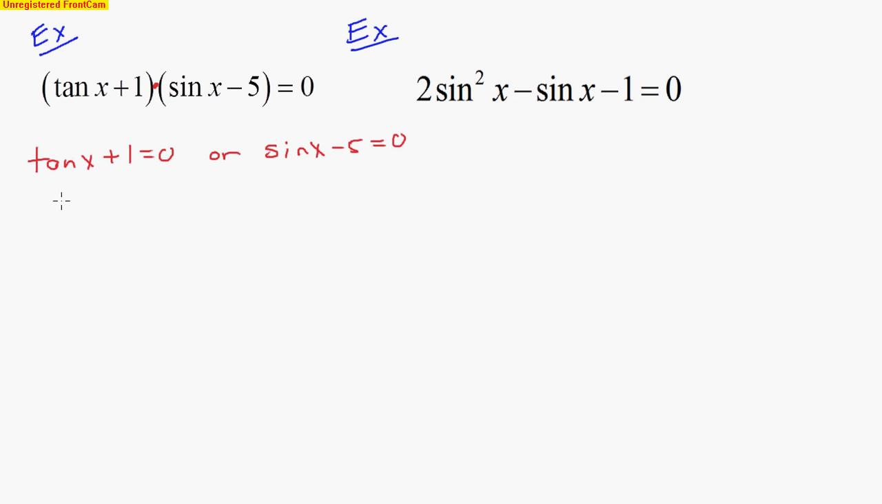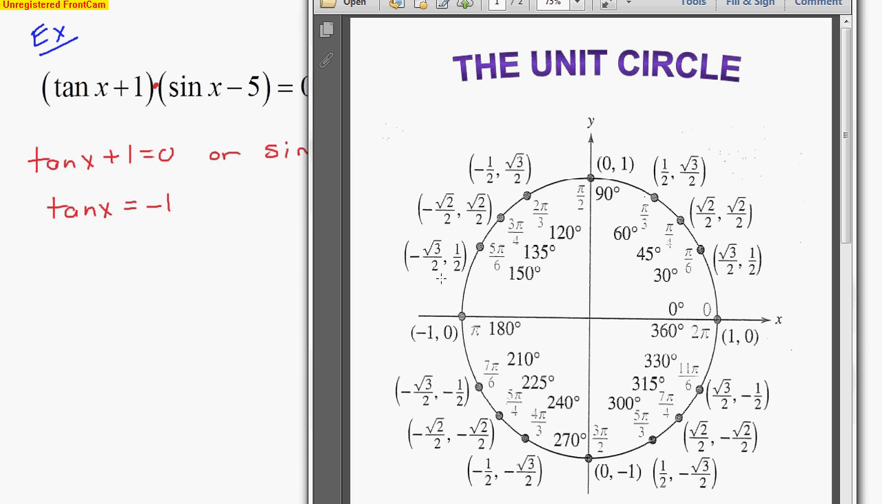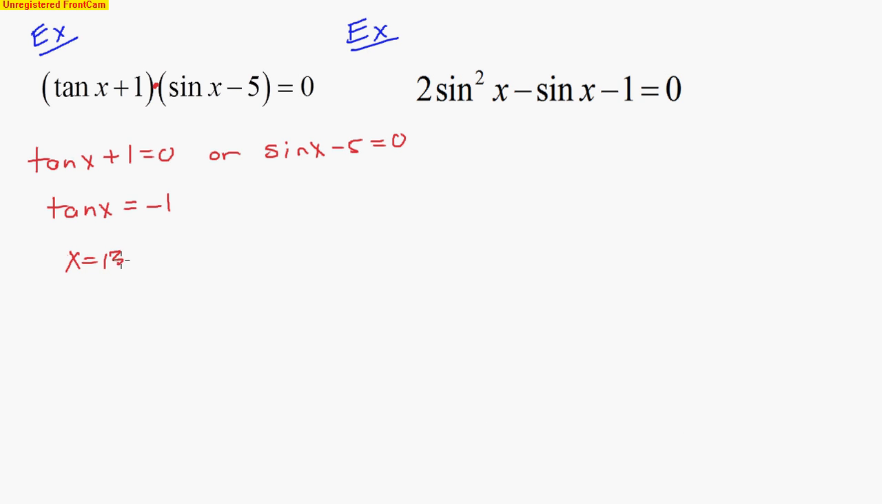Let's solve this one first. All I got to do is subtract 1 to the other side, and I got to figure out where is tangent negative 1. Well, let's see here. On my unit circle, tangent is negative 1 at 135 degrees. Y divided by x is negative 1. And also down here at 315 degrees, it happens as well. So at 135 degrees and 315 degrees. Now, don't worry, you're going to have to use your calculator.